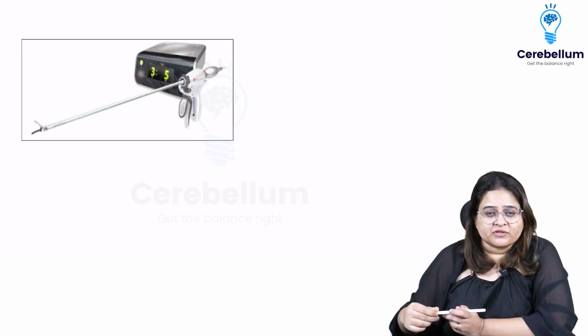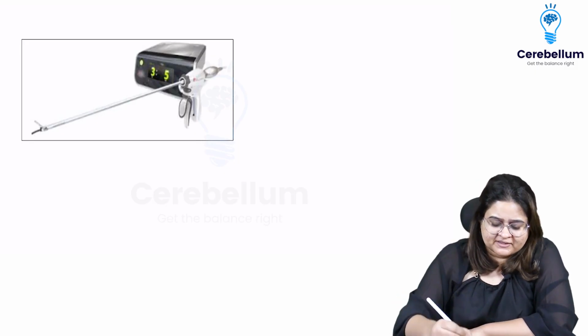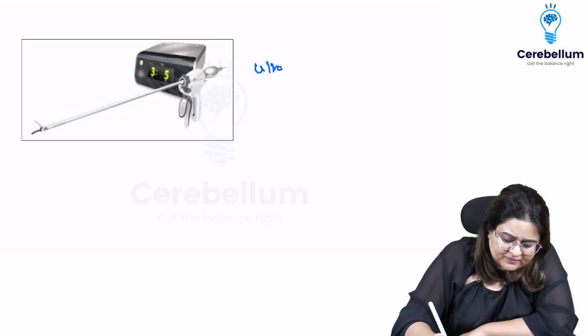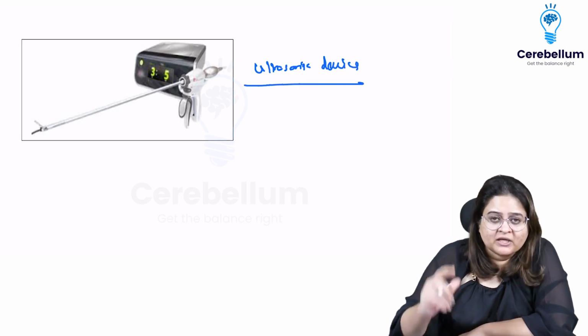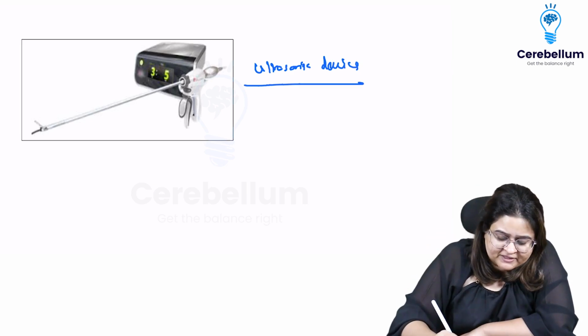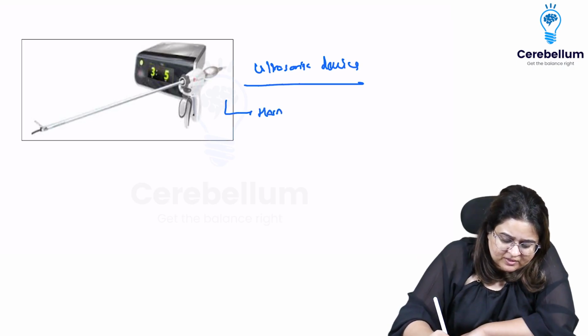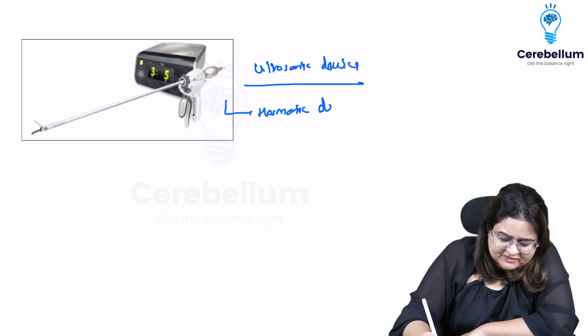Another energy source, if you want to coagulate tissue, is this. This is an ultrasonic device which produces heat energy by ultrasonic waves. This particular apparatus is called a harmonic device.